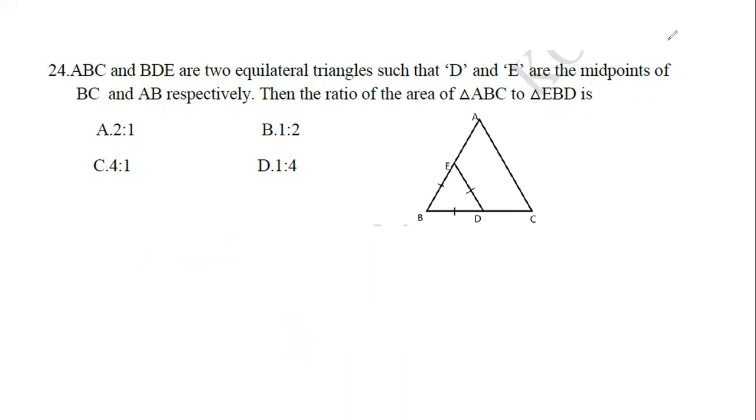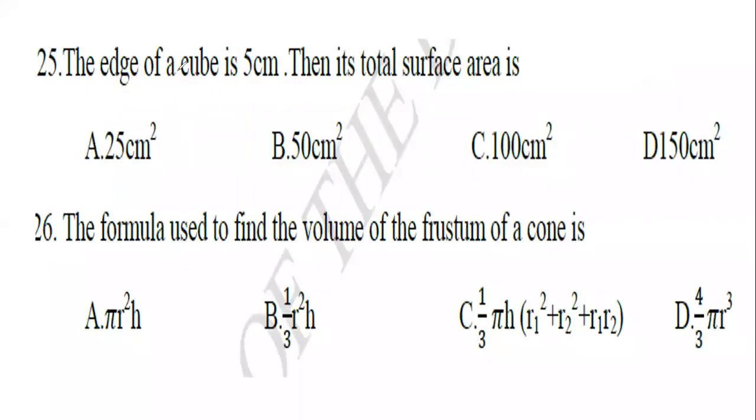The 25th question is: the edge of the cube is 5 centimeter. Here the given edge of the cube is 5 centimeter. Then find the total surface area of the cube. What is the formula? 6a square, 6 into a square. The cube edge is 5, so 5 whole square. So 6 into 5 5s are 25. 25 into 6: 6 5s are 30, 3 carry, 6 2s are 12, 12 plus 3, 15. So 150 square centimeter. Which option is right? Option D is correct.